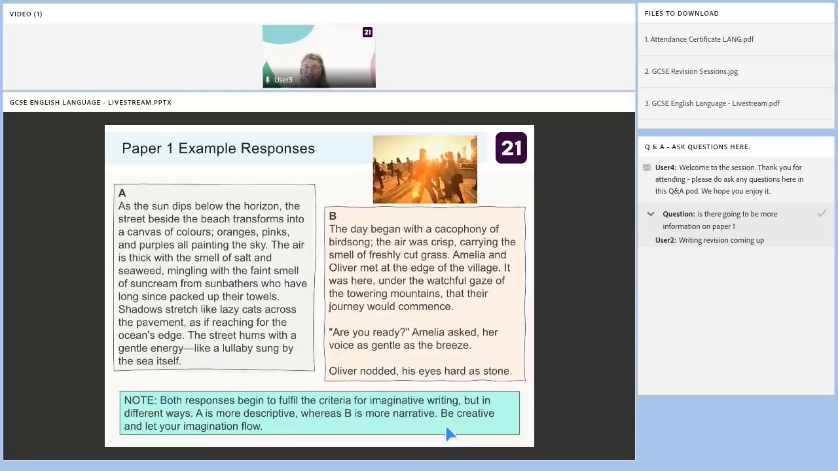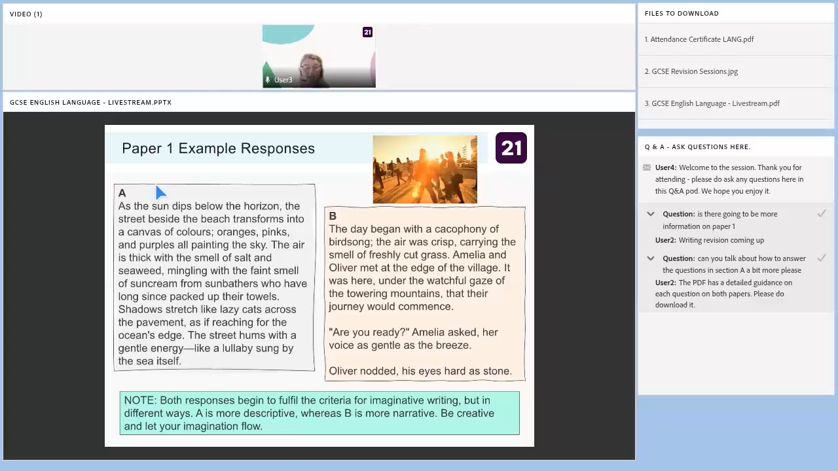Imaginative. So I have 2 examples to show you. Again, you can download those if you look at the pod at the top of the screen and have a proper read. But both of the responses begin to fulfill the imaginative writing criteria. So the one on the left, A, is more of a description. It says, "As the sun dips below the horizon, the street beside the beach transforms into a canvas of colours." So it's looking at the scene, it's thinking about colour, and it's using vocabulary.